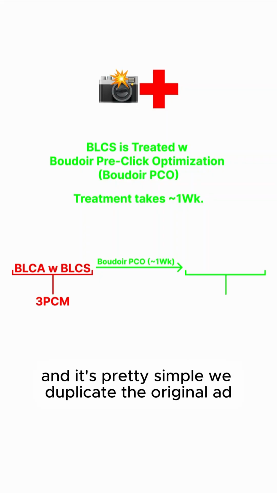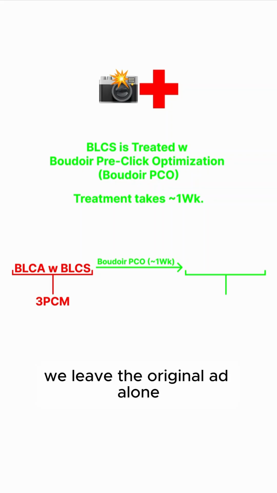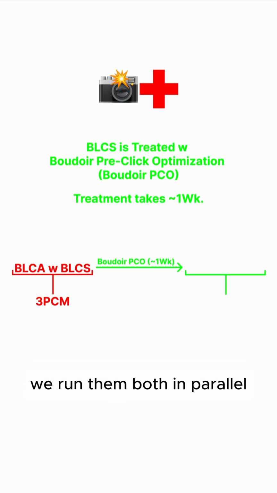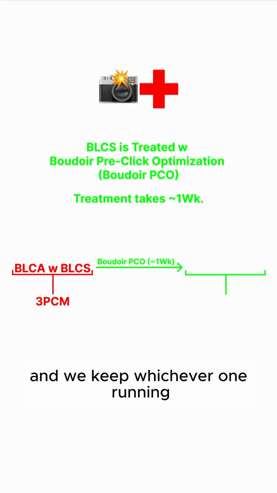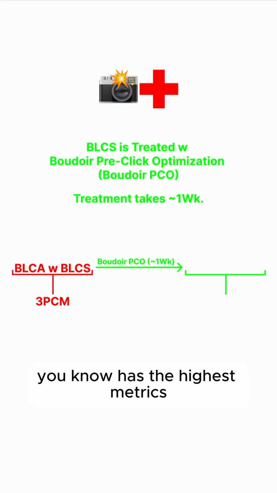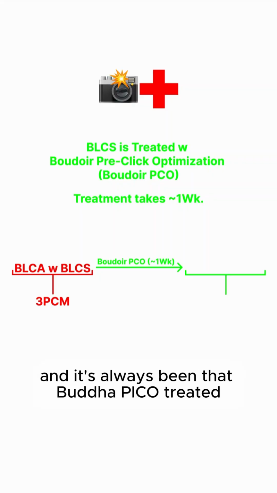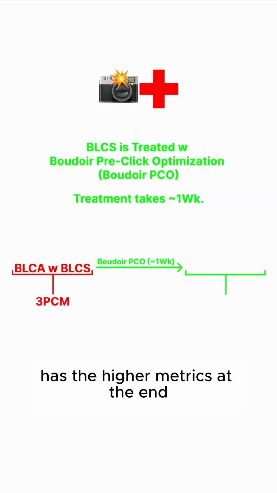And it's pretty simple. We duplicate the original ad. We leave the original ad alone. We treat the duplicated ad with Boudoir Pico. We run them both in parallel, and we keep whichever one has the highest metrics after the Boudoir Pico treatment period is over. And it's always been the Boudoir Pico treated ad that has the higher metrics at the end.